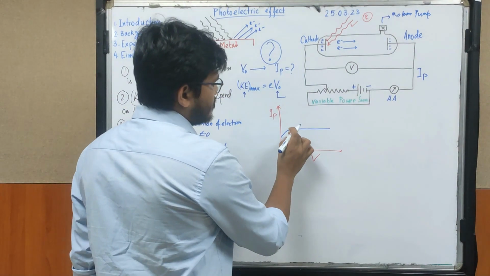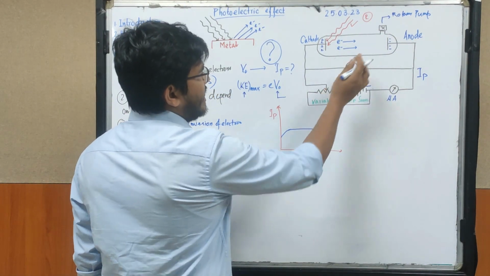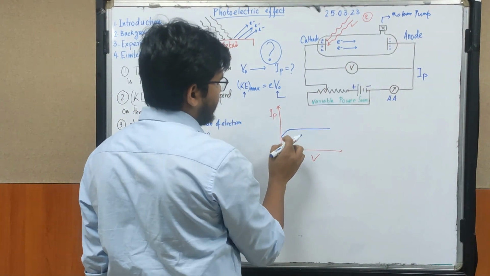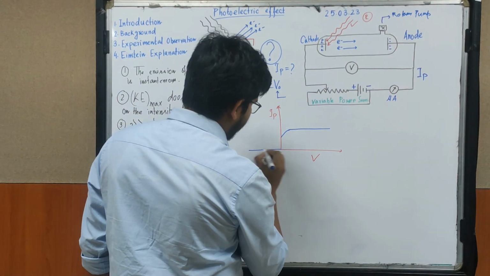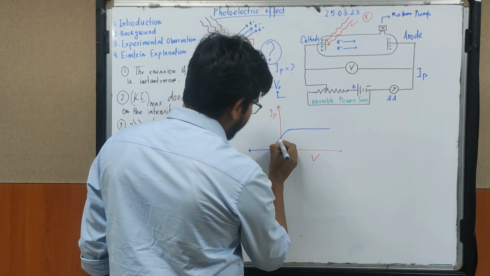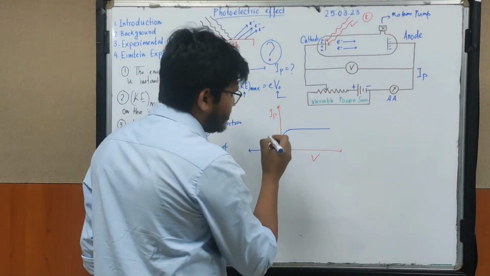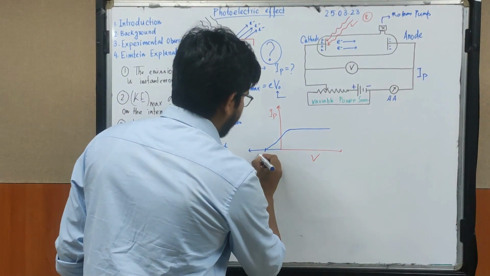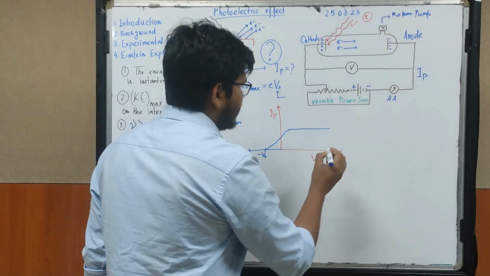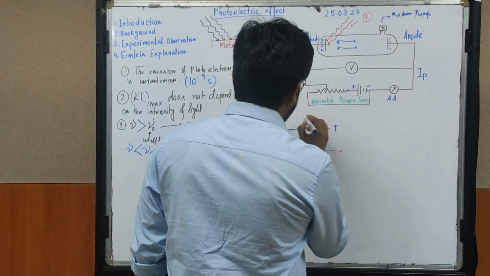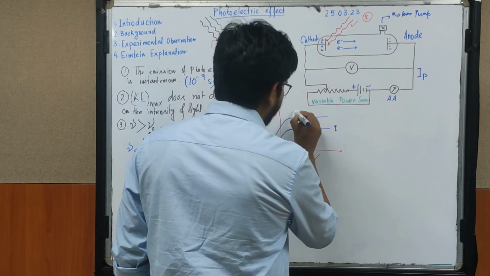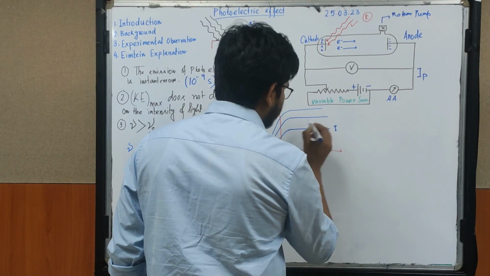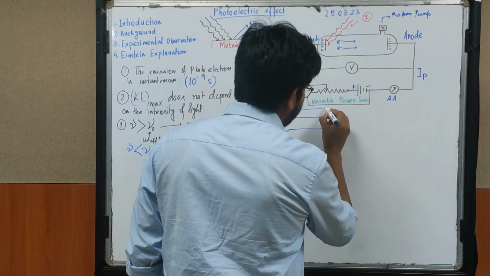Now if you slowly decrease the potential to 0, and then change the polarity, you will touch the negative x-axis of the voltage where the current will be 0. So this is the stopping potential. Let us denote it by minus V0. This is for intensity I. Similarly, if you draw for higher intensity of light, this is 2I and this is your 3I.